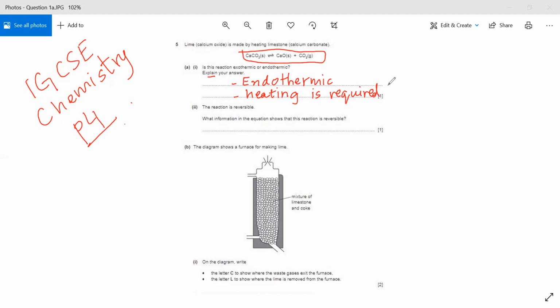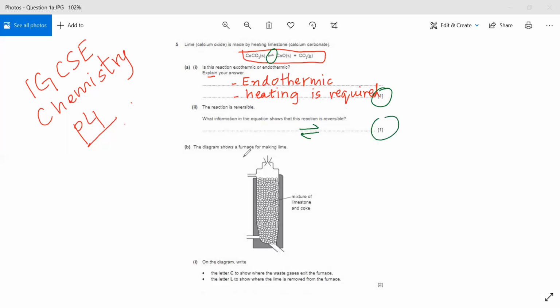Now, the reaction, they say, is reversible. What information do you see here which is showing us that the reaction is reversible? So we can see here, this is the arrow which is actually pointing in both directions. So we know that this reaction is reversible.